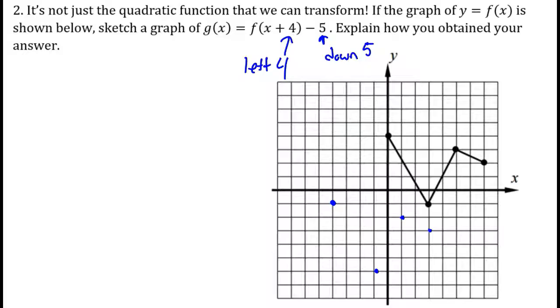All we're doing here is performing a translation, like you did in Common Core geometry a whole bunch. So this new function should be congruent to that original function. If that's f, this is the function g, because a translation is a rigid motion. So these two functions are congruent because I just performed a translation. I slid it along the plane. So, explain how you obtained your answer: we translated f left 4 units and down 5 units to obtain the graph of g.